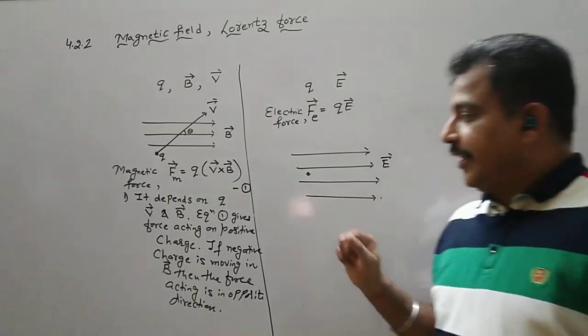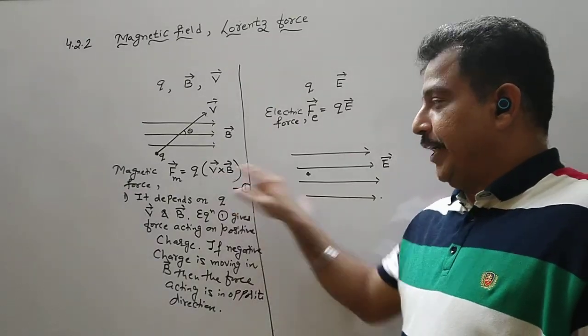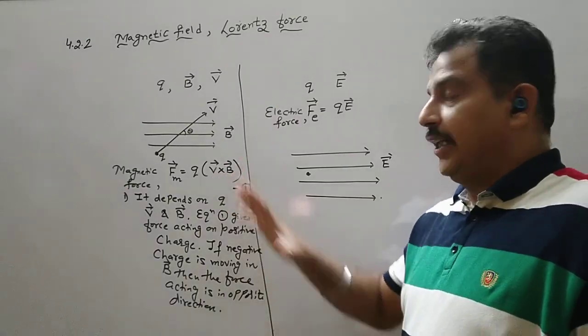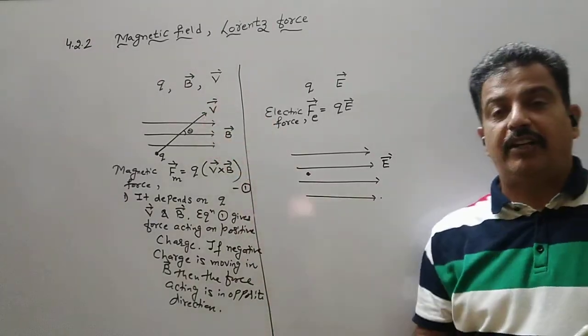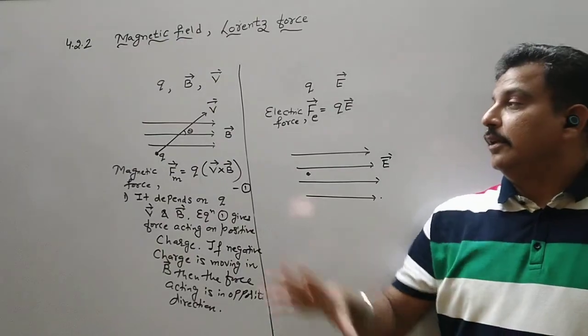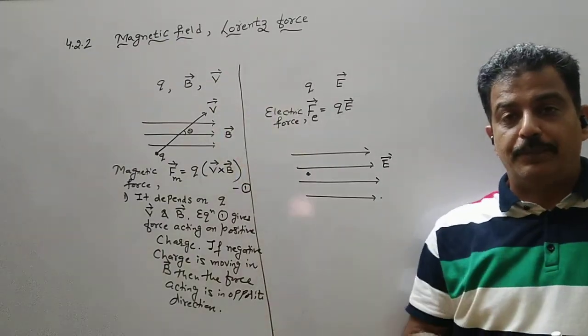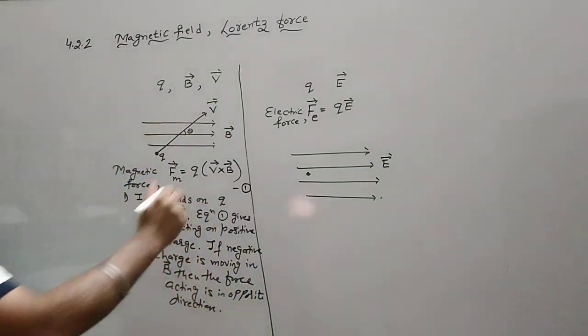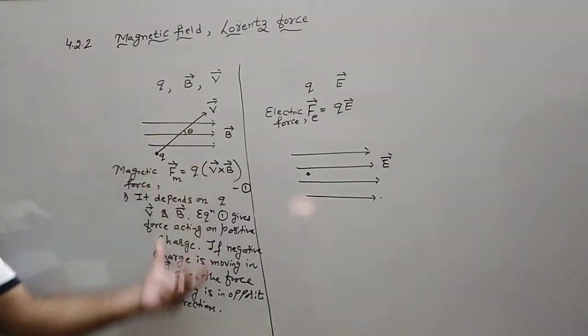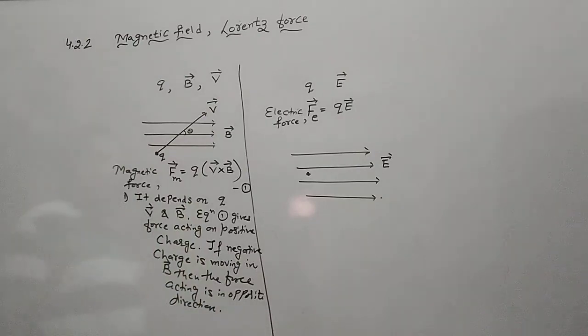Now, the relation here is a cross product, where B is the magnetic field intensity at any instant. Here the magnetic field intensity is taken as uniform. Now, the magnitude of this force. Now we will first discuss the magnetic force.